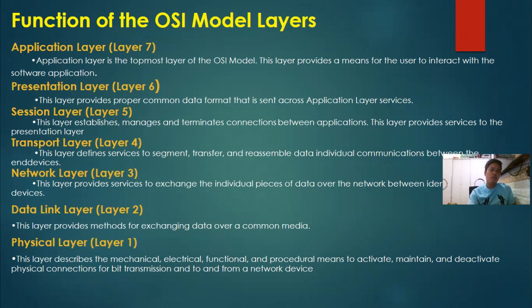And then the third layer is the network layer. This layer provides services to exchange the individual pieces of data over the network between identified devices. So layer 2, the data link layer. This layer provides methods for exchanging data over a common media. So the last is the physical layer, layer 1. This layer describes the mechanical, electrical, functional, and procedural means to activate and maintain the physical connection for bit transmission to and from a network device.